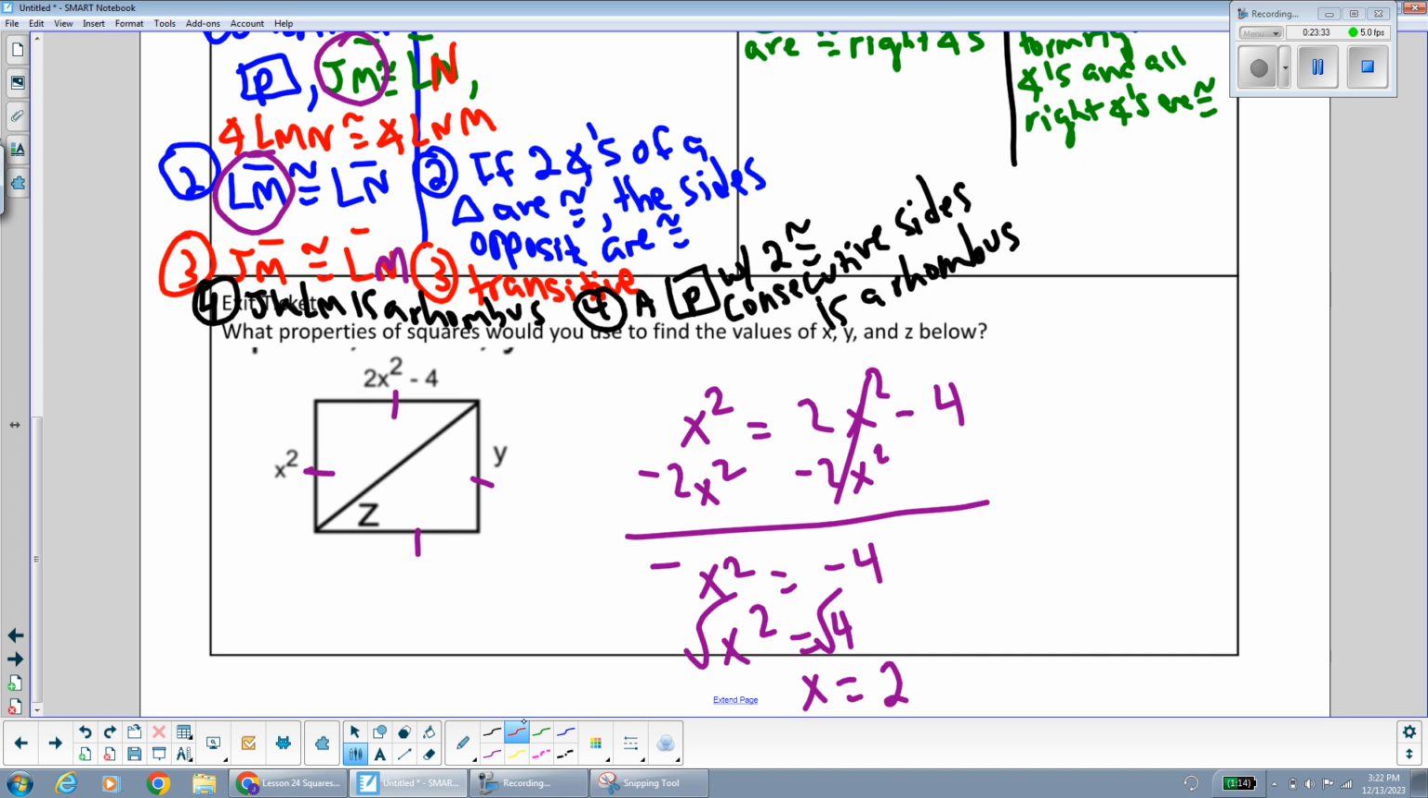So I found the value of x. 2 squared is 4. So now I found the value of y because all the sides are equal. z is on the angle, and we know squares have all the properties of rectangles, so they have 90-degree angles. And we know that they have all the properties of rhombuses as well, so we know that the diagonals bisect the angles. So that would be half of 90, which is 45 degrees. And there we have it.